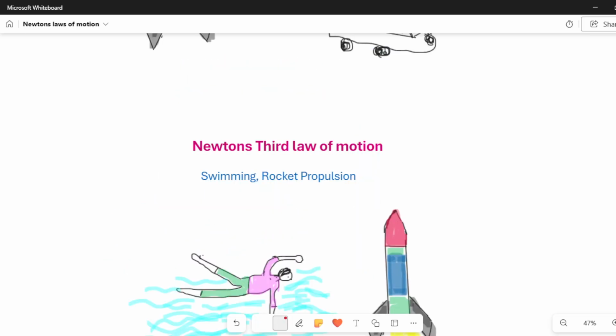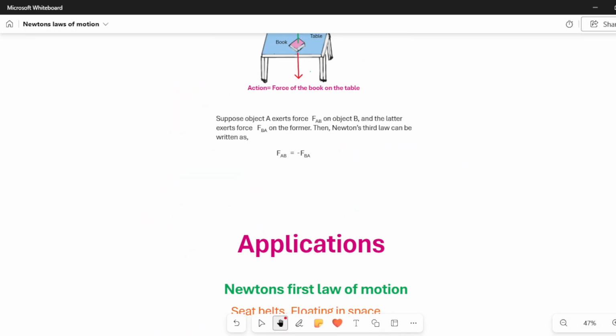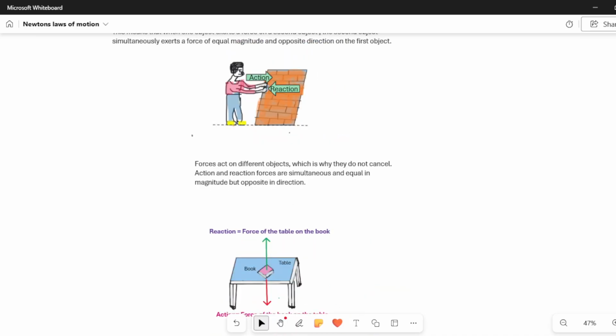So hope you have understood Newton's three laws of motion. Hope you have enjoyed today's session.